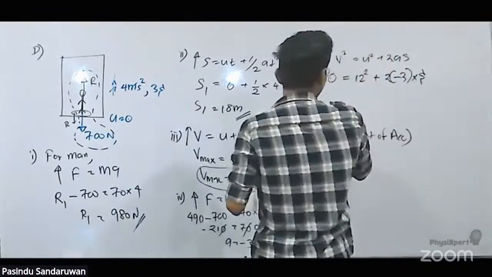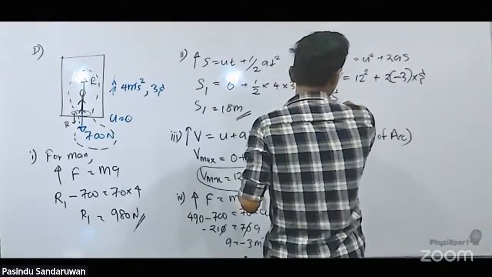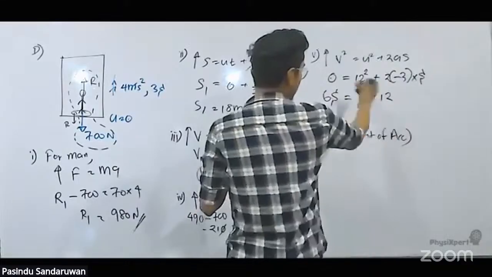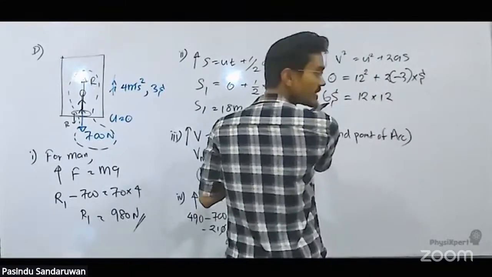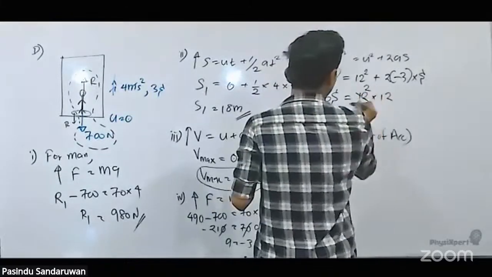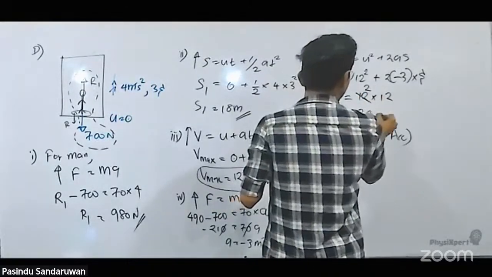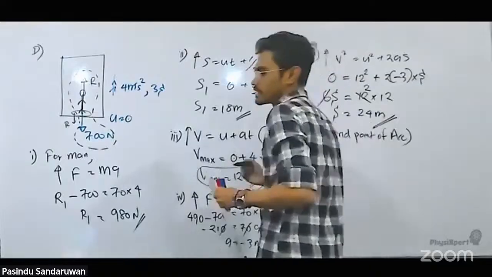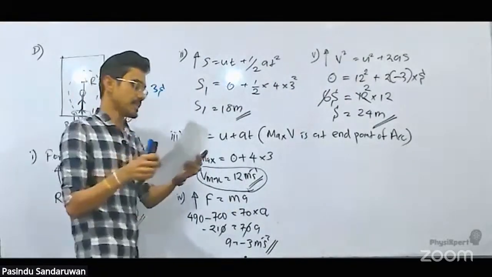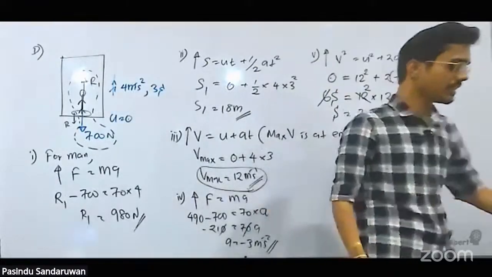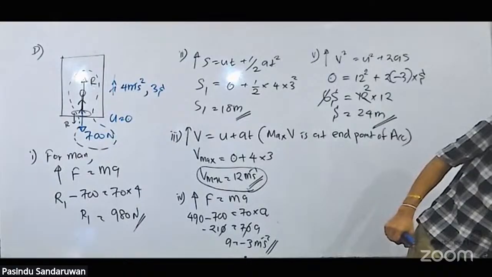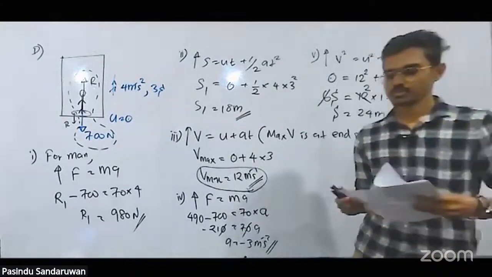Take it to the other side. Then 6s equals 12 into 12. Don't simplify it to 144, the 6 will cancel. Keep it and let it simplify like this. So s equals 24 meters. Displacement during the retardation is 24 meters.